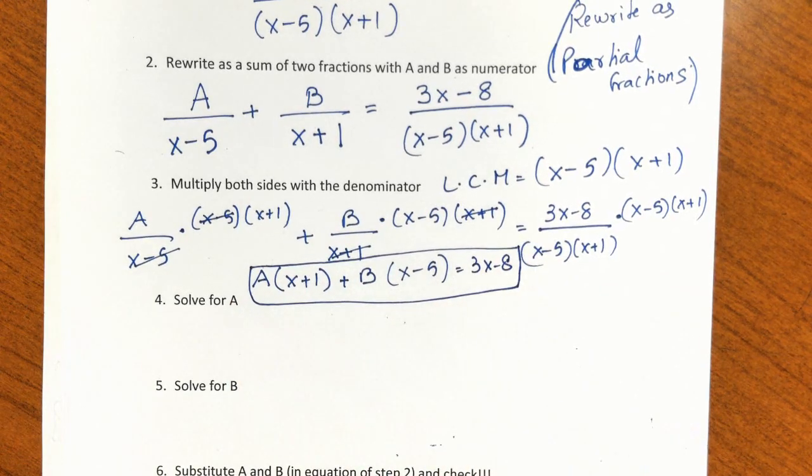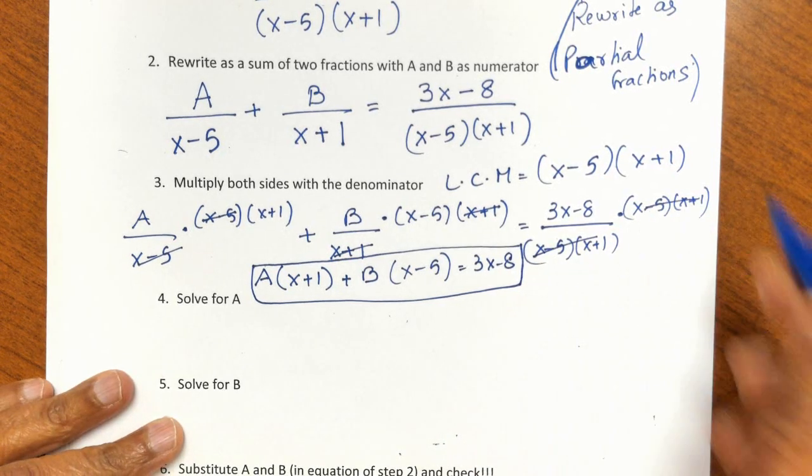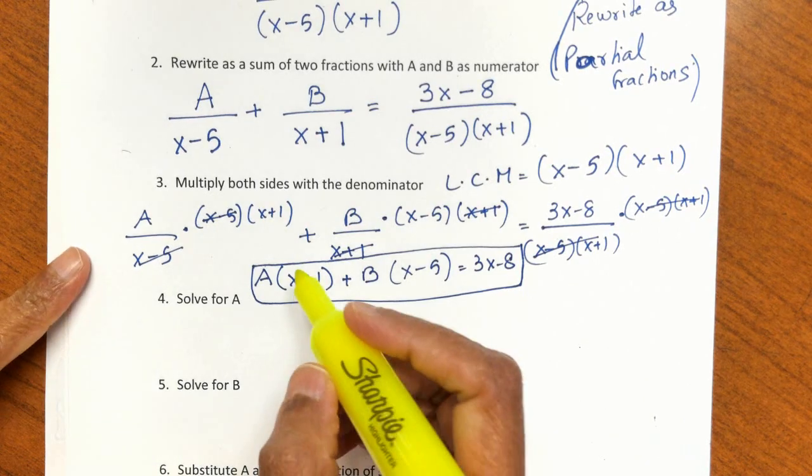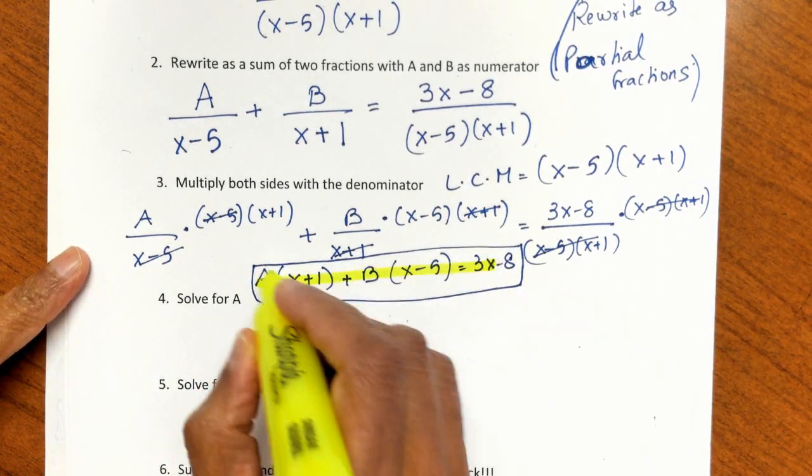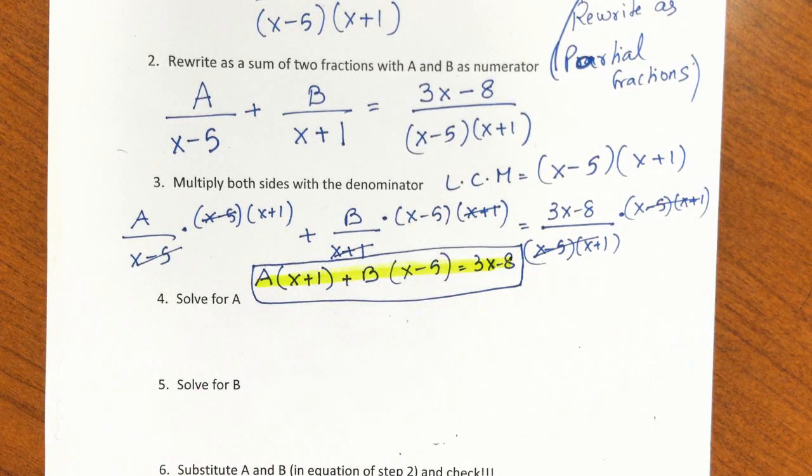Okay, did everybody get this at the end of step 3? Please let me know. I will be glad to explain any of it on step 3. This is what you should be left with. All the denominators are gone. And if you're not clear what we did on step 3, please ask.